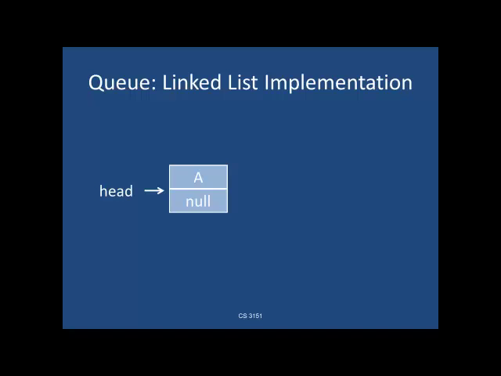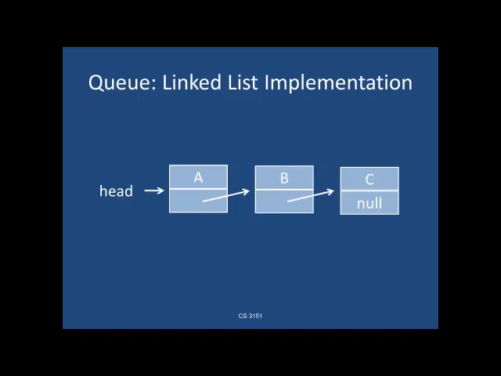Now we insert A. We will always insert at the tail of the list so that the next item, which is item B, is inserted after A. Then C is inserted at the tail of the list. In the upcoming dequeue operation, we have to remove from the head to remove A.